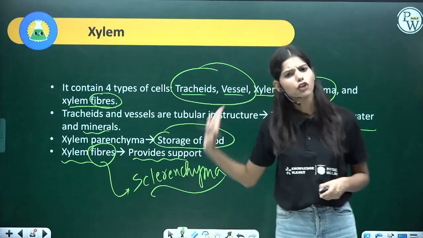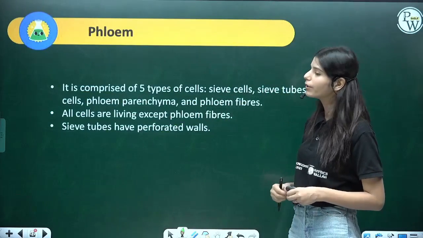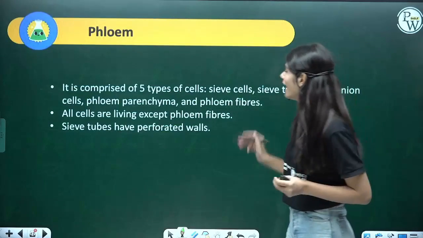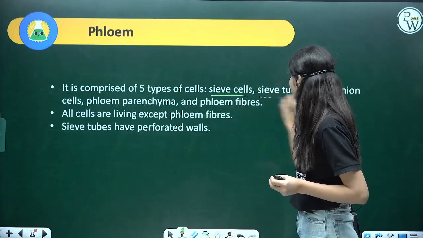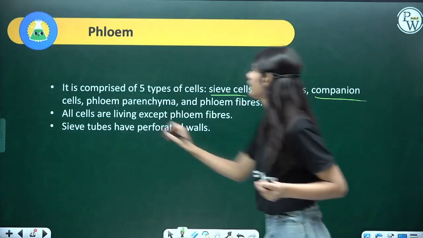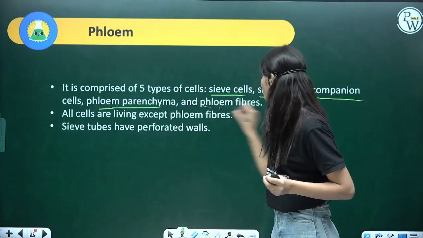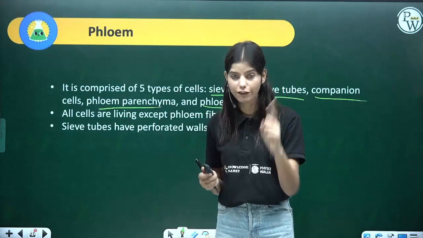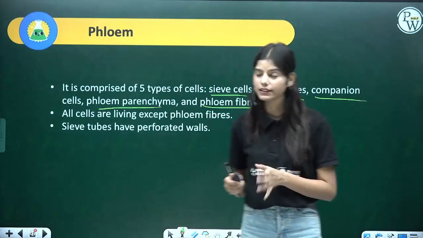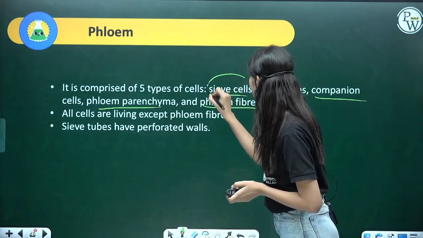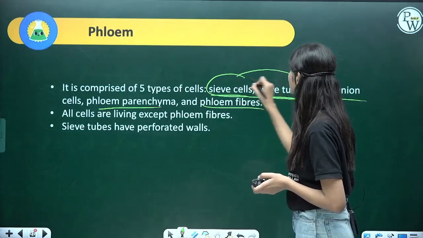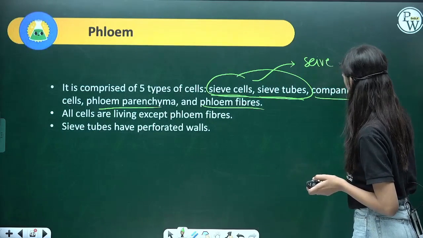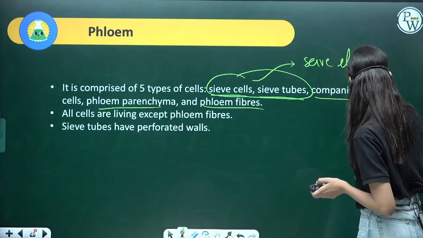Now guys, let's talk about the phloem. If you talk about the phloem, it is comprised of 5 types of cells. What are those cells? It includes sieve cells, sieve tubes, companion cells, phloem parenchyma and also phloem fibers. So there are 5 types of cells present in the phloem. And here, guys, you need to understand that sieve cells and sieve tubes can be commonly called sieve elements, okay? So they can also be called sieve elements.